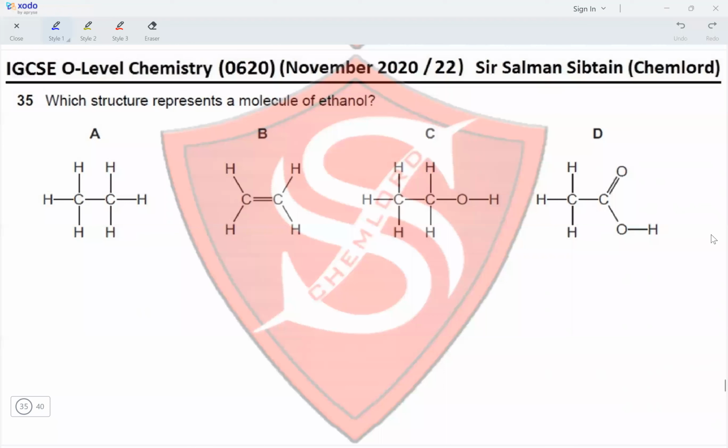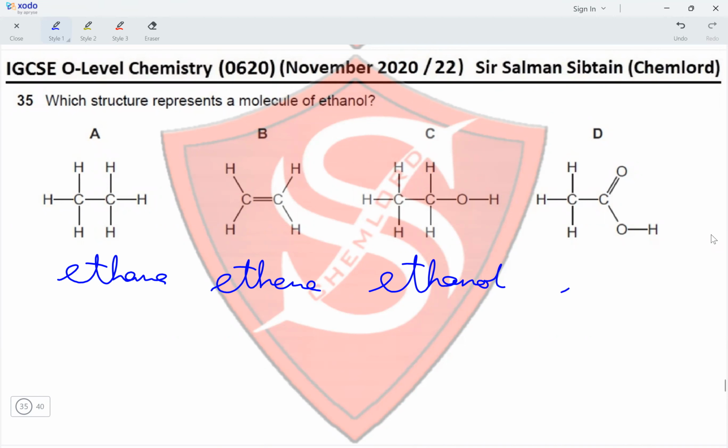Question 35. Which structure represents a molecule of ethanol? So the functional group of ethanol is OH. Option A is ethane, which is an alkane. Option B is ethene, which is an alkene. Option C is ethanol, which is an alcohol. And option D is ethanoic acid, which is a carboxylic acid. So out of these four structures, option C contains ethanol, which is an alcohol, making option C the correct option for this question.